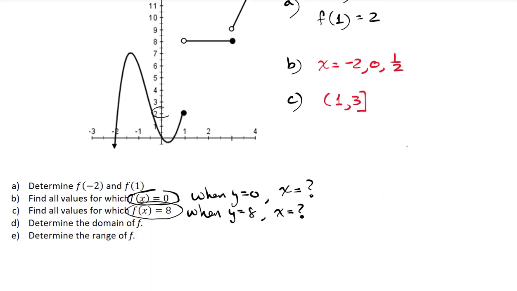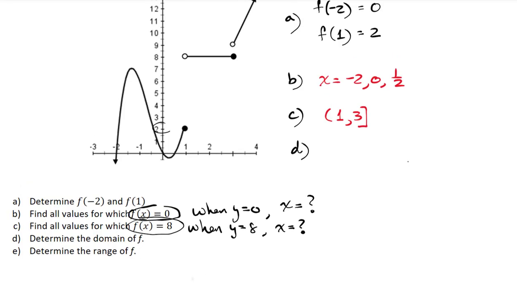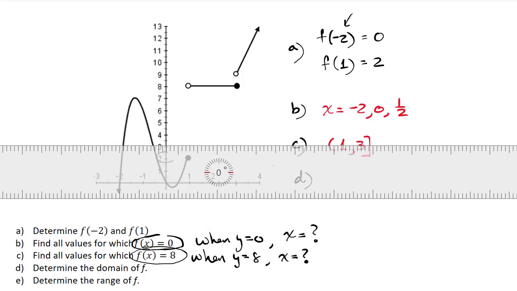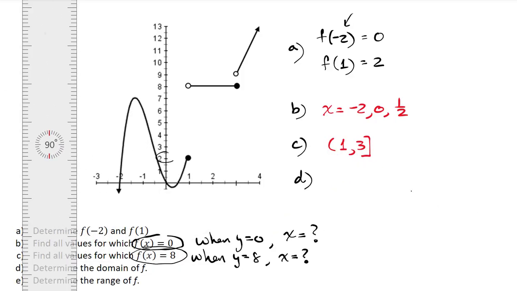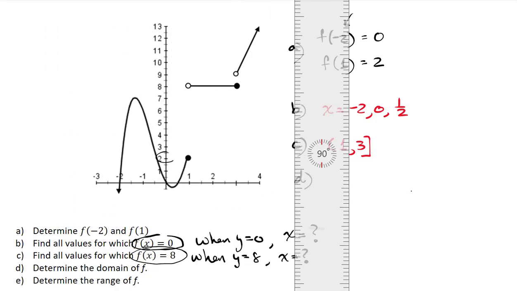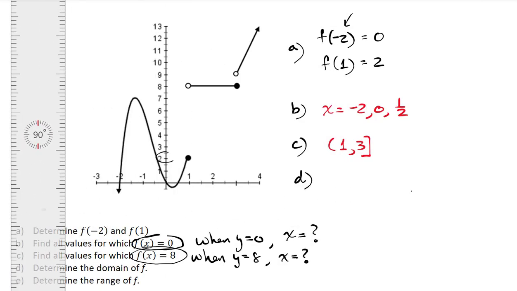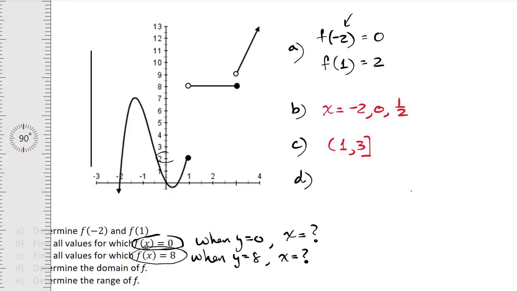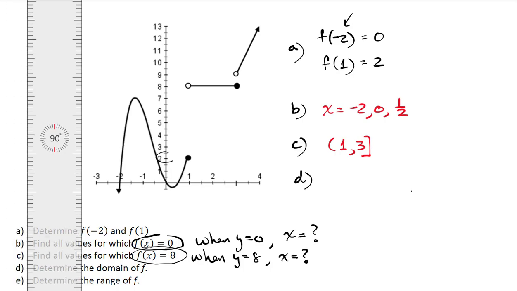All right, and now letter D, determine the domain of the function. So recall in one of the videos, to determine the domain of a function graphically, we can use a vertical line and basically slide that vertical line all across the graph. So this time I'm going to use the right edge of the ruler to determine the vertical line there. So we place the ruler here.